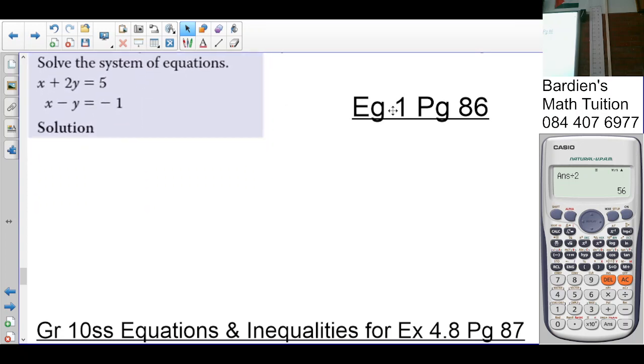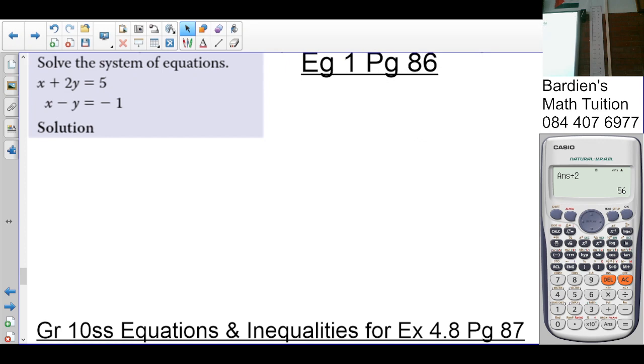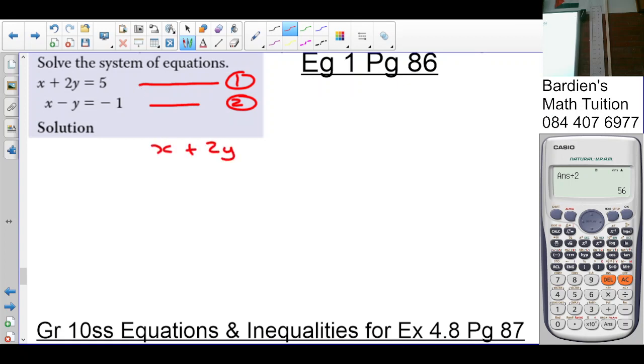So let's look at the elimination method. This is example 1 and it's on page 86. We are told to solve the system of equations: x plus 2y equals 5 and x minus y is equal to negative 1. Again we name this equation 1 and this is equation 2. So I'm going to write it here: equation 1, equation 2. I'm going to do exactly what the heading says. I'm going to eliminate one of the variables.